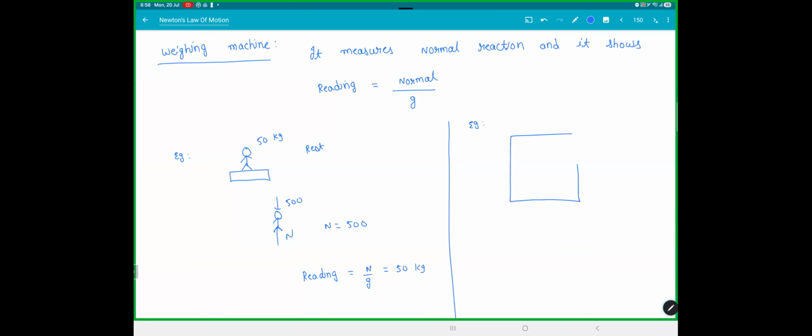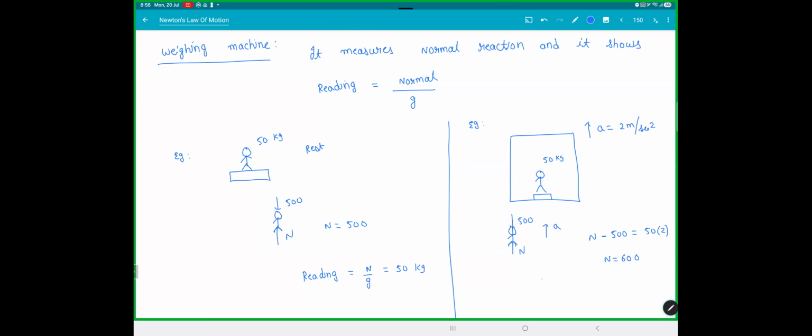So take a lift, take the weighing machine, make him stand inside. Now this time, let it accelerate with a = 2 m/s². The same guy with the 50 kg weight. Now, if you ask the weighing machine what is the weight, if you draw your FBD, we have the normal reaction, we have your weight 500, and we have the acceleration. The normal reaction will be N minus 500 is equal to 50 into 2. The normal reaction is 600.